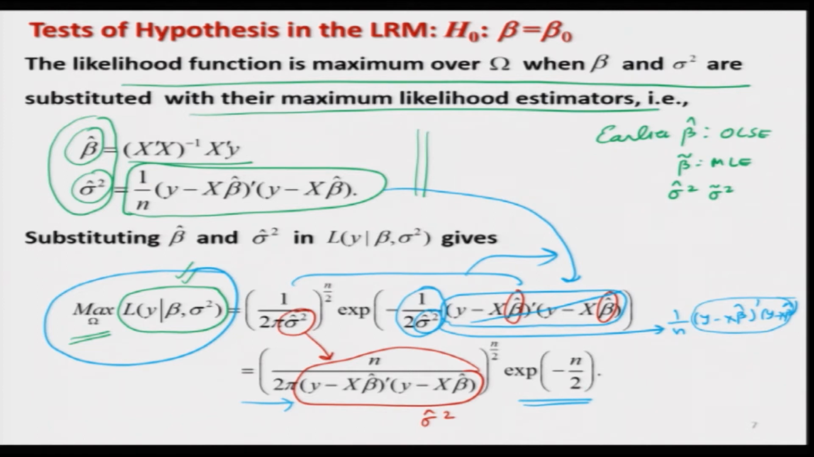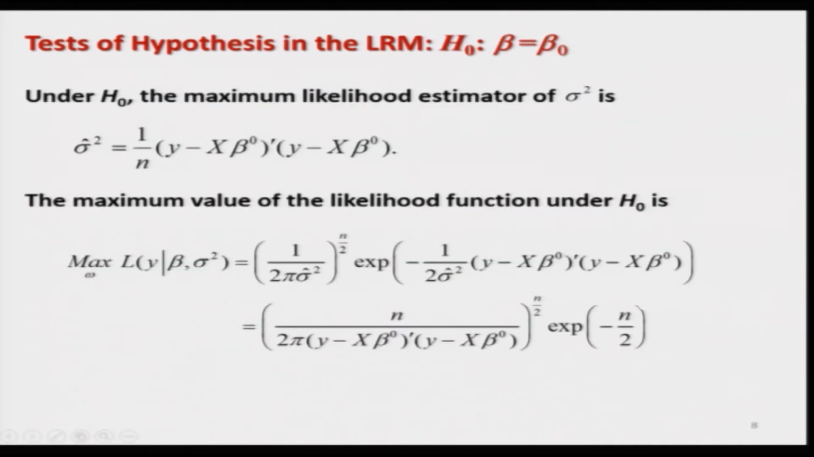You can see here the algebra is very simple, but the conceptual part is more important, which you have to understand. Now, the same thing I can do when I try to find out the maximum value of the likelihood function under H naught. So, now under H naught you have seen that beta is known as beta naught. The only parameter which is unknown, that is sigma square.